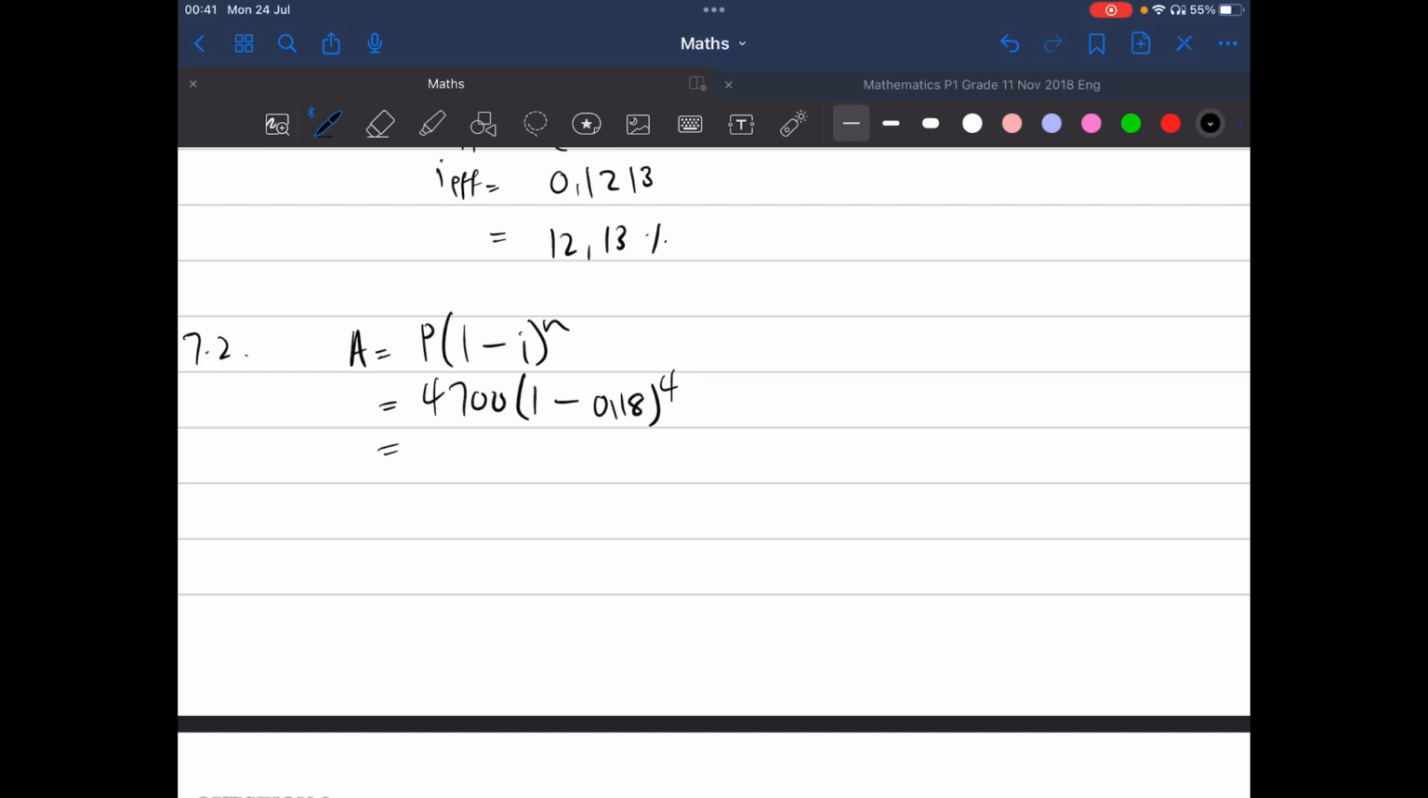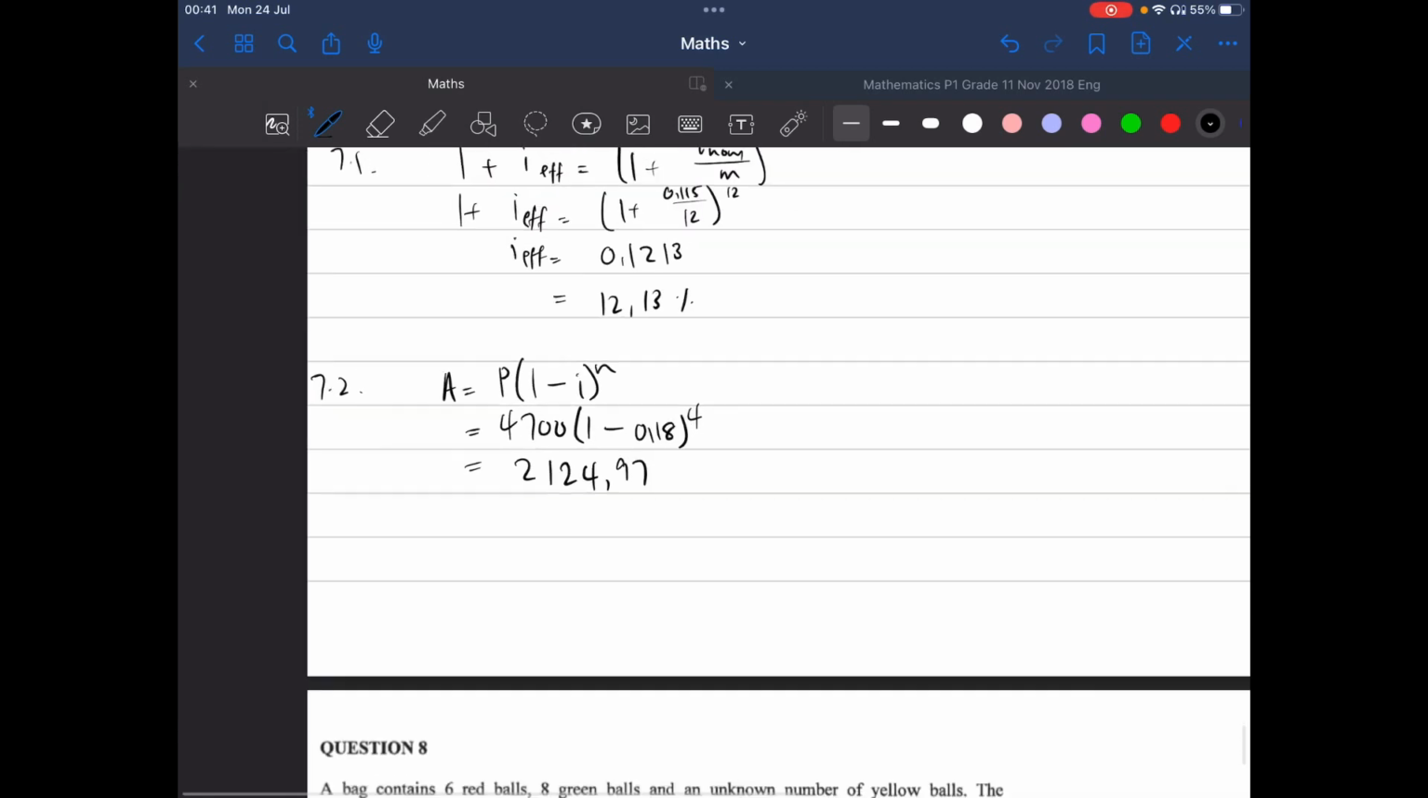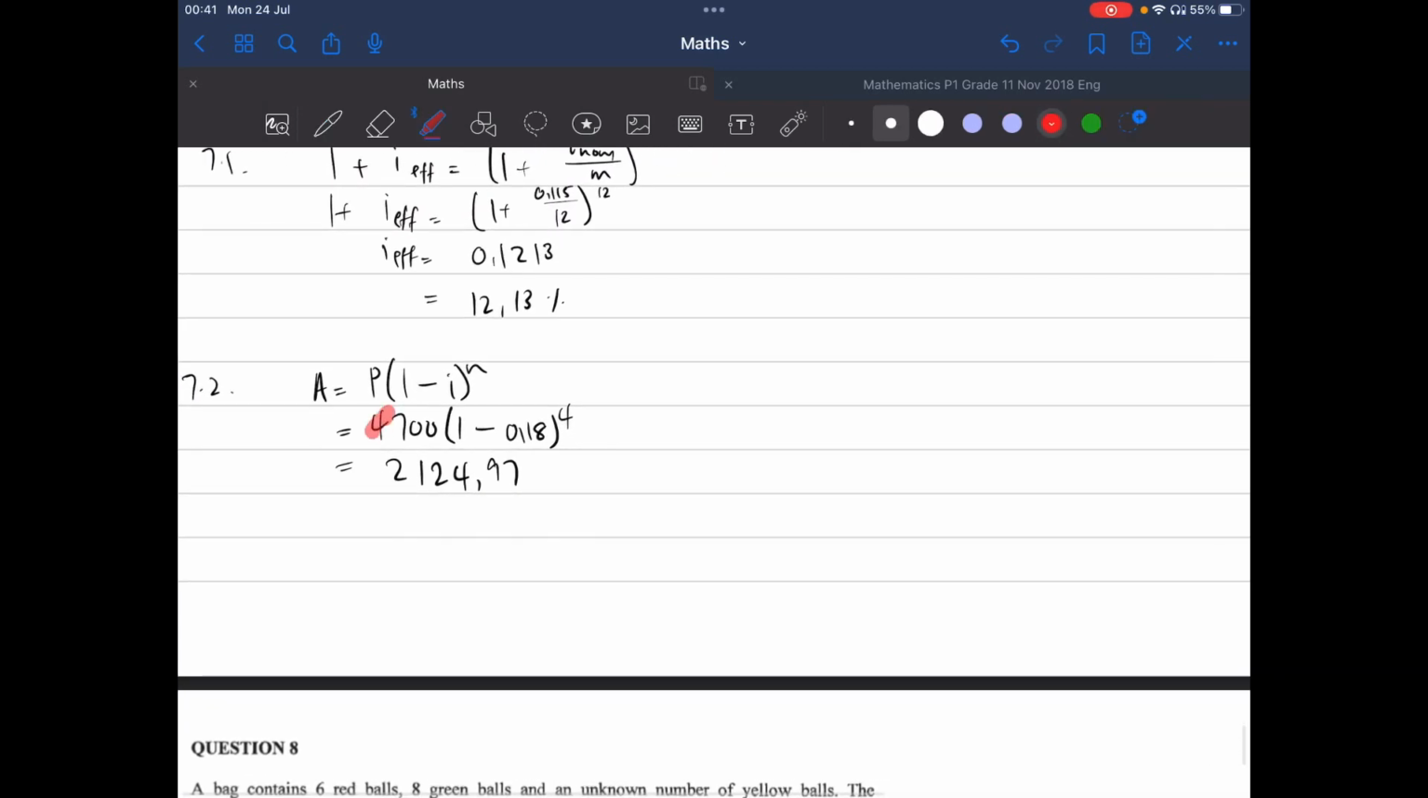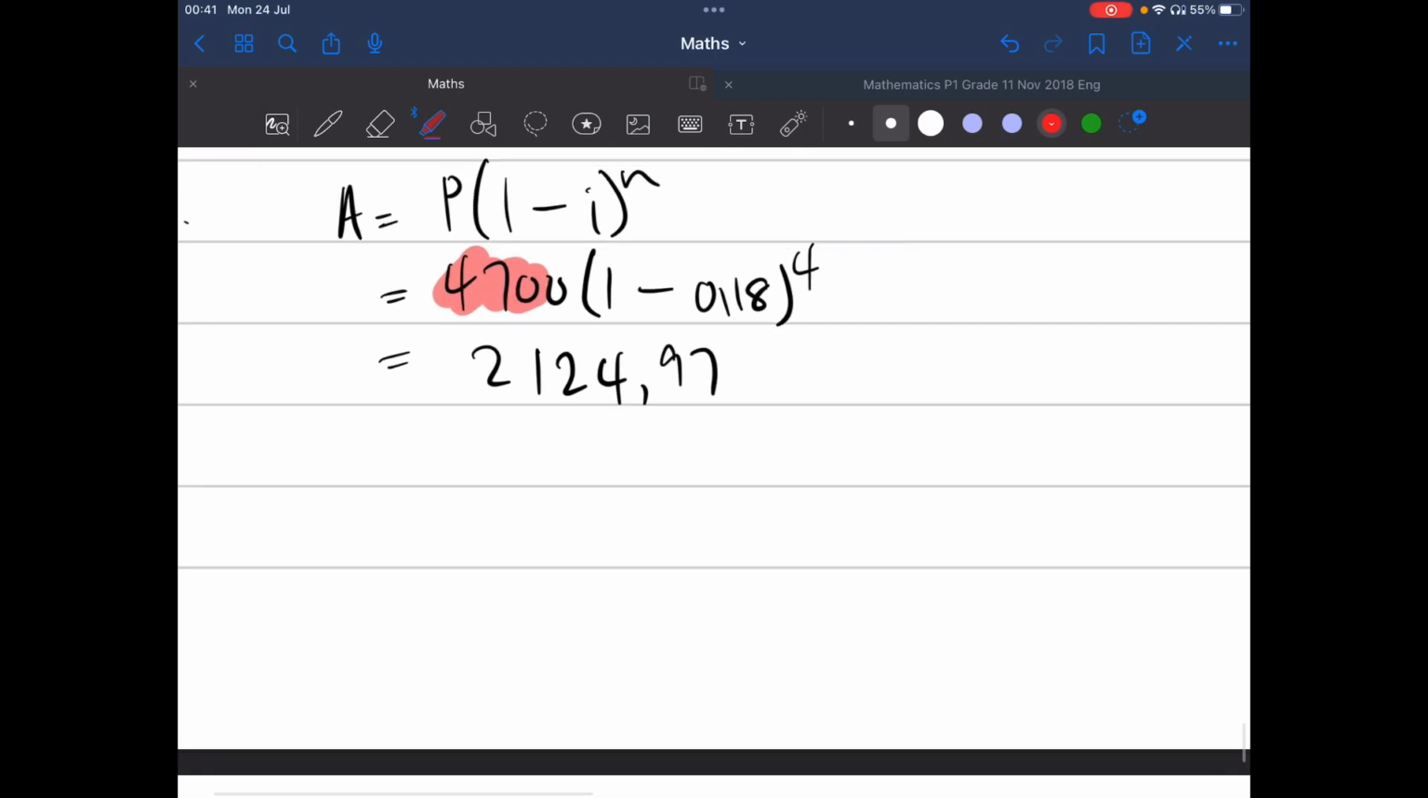Okay, and I'll just plug all this into my calculator. So 4,700 times 1 minus 0.18, all to the power of 4, and that gives me 2,124.97. Okay, so that's the current value. So you see, it started out being worth 4,700, and then after 4 years it's now worth 2,124 rand and 97 cents.